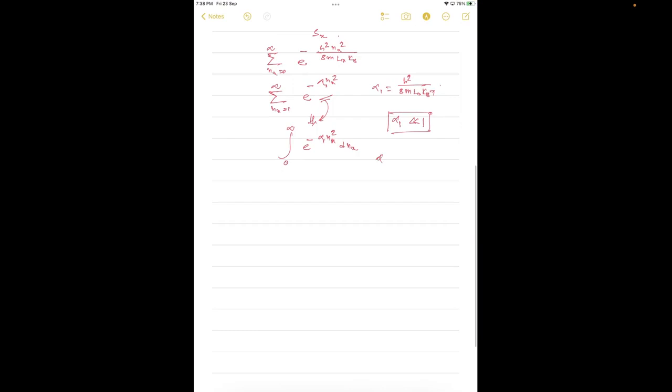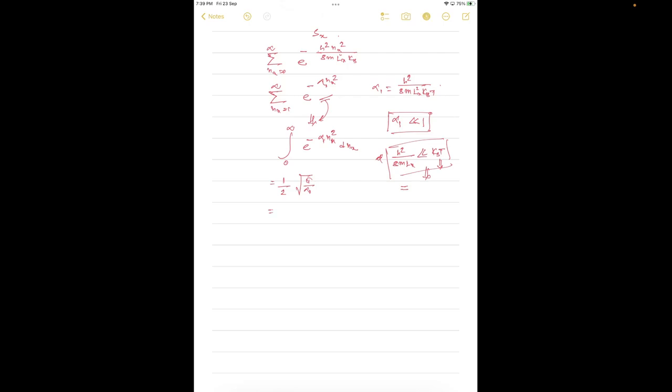So alpha 1 very much less than 1 means h square by 8m Lx square, so there will be Lx square here, very much less than kBT. This condition means the energy difference between the two states has to be very much less than the thermal energy. So in this condition we can convert this sum to integration. So this is actually Gaussian integration. We can perform the Gaussian integration, just half of root over pi over alpha 1.